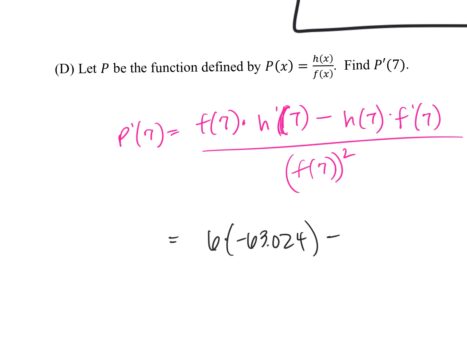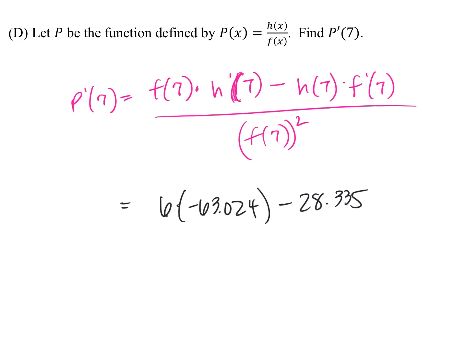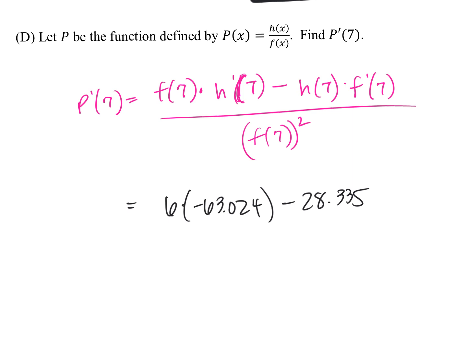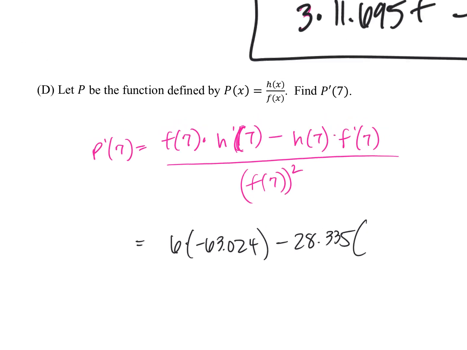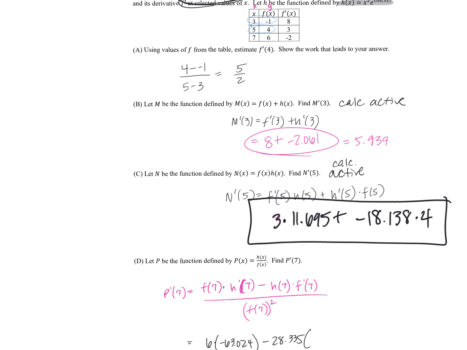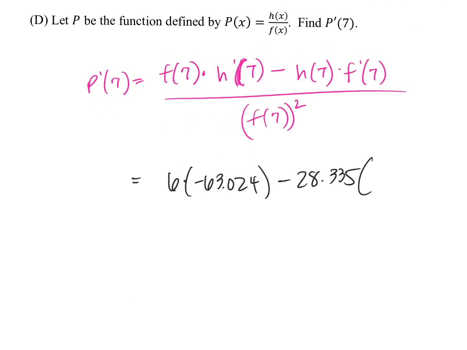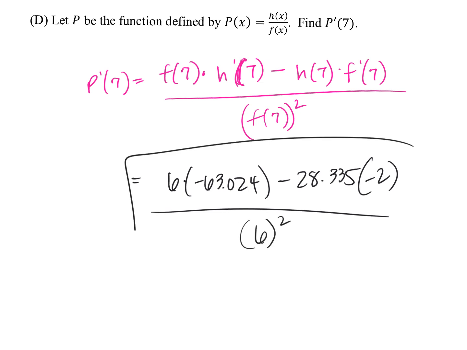I'm going to go back into where I just plugged in. I think it was a 5 before, and I'm going to change all my 5s to a 7, personally. You could type in the whole thing again, though. 28.335. And then times F prime of 7. Is F prime of 7 from my table? Close, isn't it? It's negative 2. F prime of 7 is negative 2. All over, what was F of 7? F of 7, that's 6 squared, and we can be done, y'all.